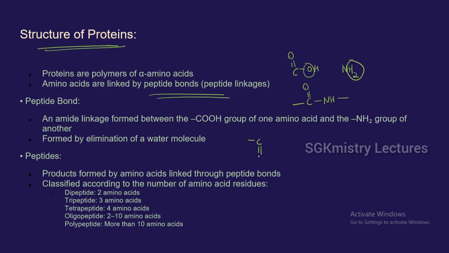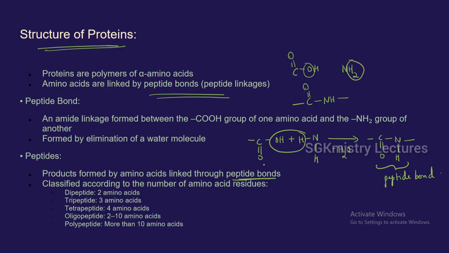Suppose I want to write it in the form of a structure. So we have COOH plus NH2. Here, this way the H2O molecule will be removed. So we have C double bond O, NH. This is how the peptide bond is formed. This is the peptide bond. Whatever products are formed by the linkage of these types of amino acids, the bond is called a peptide bond and the products are called peptides.